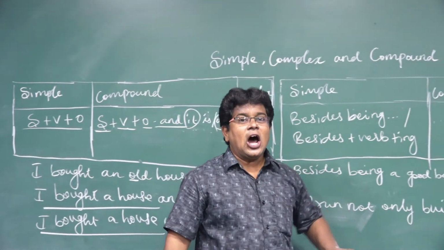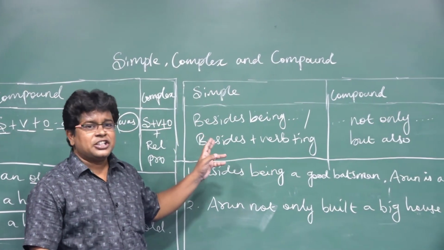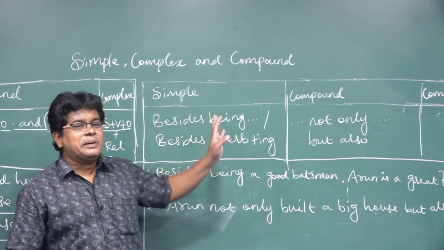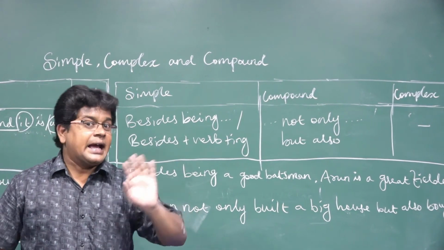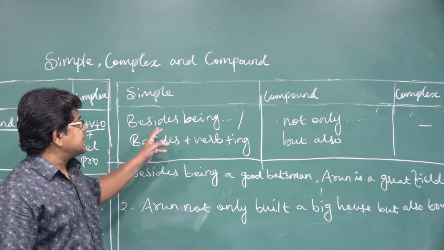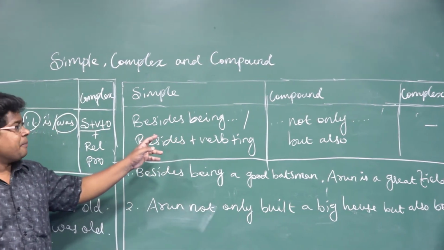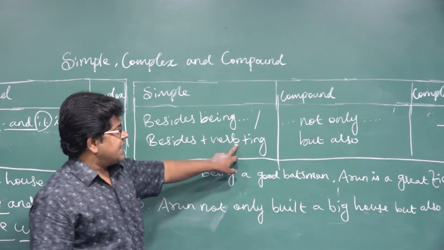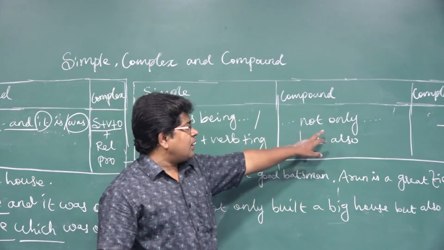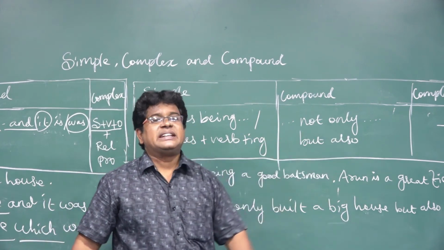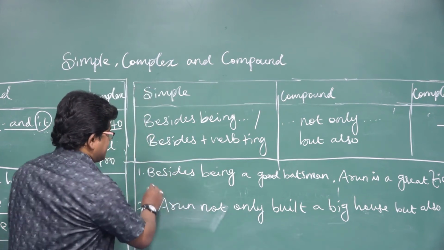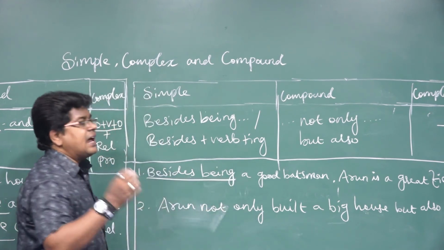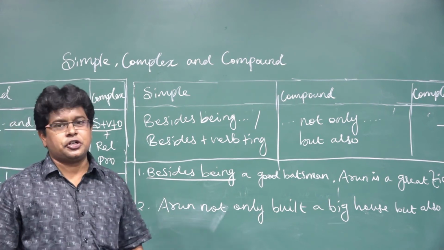Next, last but not least, the 10th model, that is besides being. We have discussed in spite of being. Now we are going to discuss besides being, or besides plus verb plus ing. Compound: not only but also. No complex sentence for this model. Besides being means in addition to. Besides means in addition to.